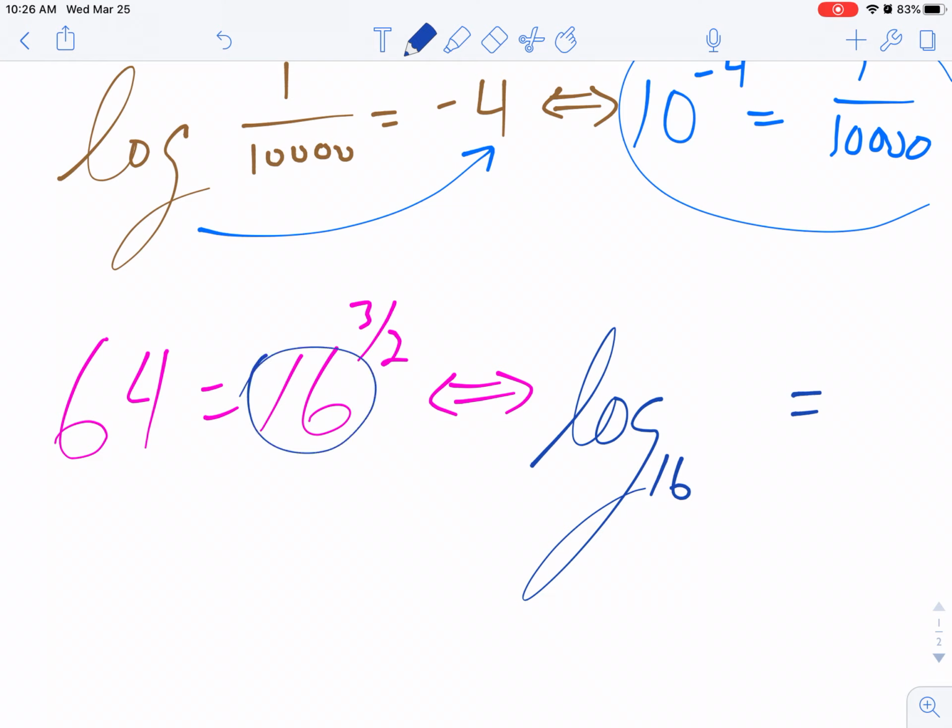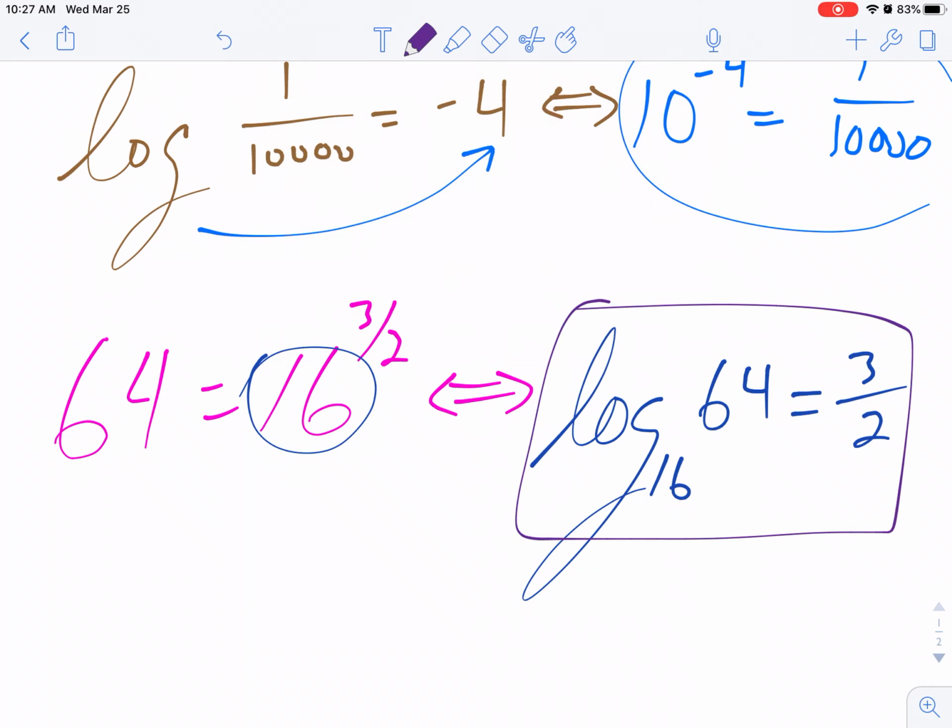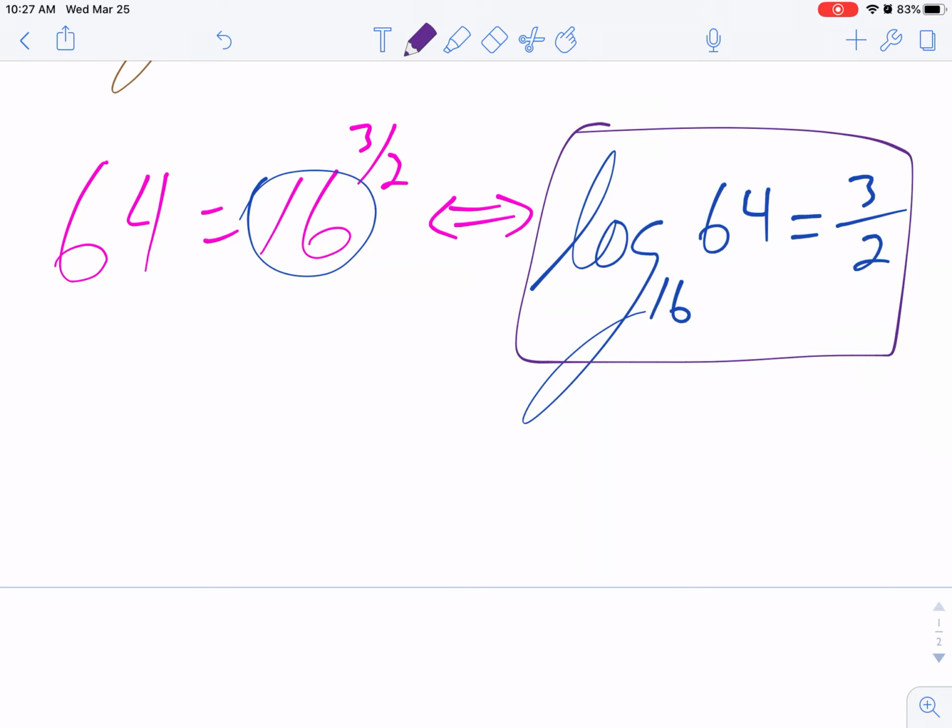You just need to make a decision about where the 64 goes and where the 3/2 goes. So the 3/2 goes over there. The 64 goes with the logarithm. So remember, start with the base and make a little circle out of it. You'll be all right. Log base 16 of 64 is equal to 3/2. So that would be considered the logarithmic expression given an exponential expression. So I'll give you another one.